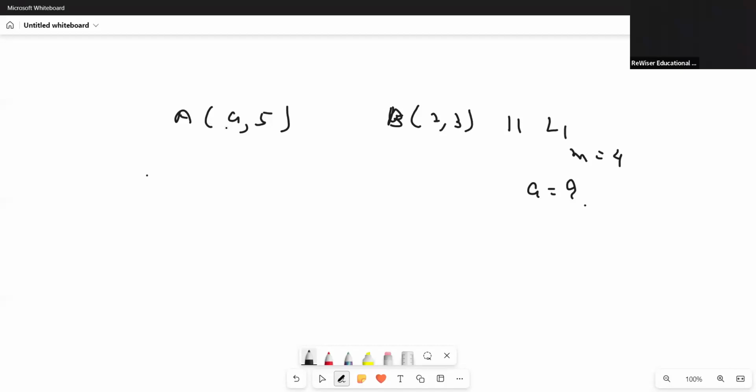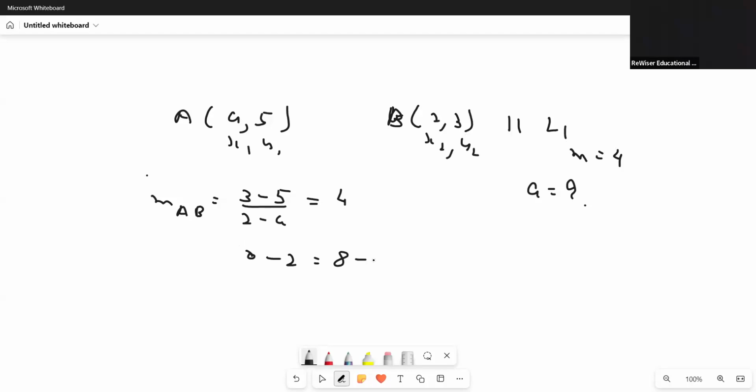Now we have to apply the gradient formula. We write the points as (x1, y1) and (x2, y2). Finding the slope of line AB, that's (y2 minus y1) which is 3 minus 5, over (x2 minus x1) which is 2 minus a. That equals 4, because the lines are parallel, so the slope has to be the same. So I get minus 2 equals 8 minus 4a. Calculating, 4a has to be 10, so a has to be 2.5. That's the value of a that we needed to find by calculating the gradients.